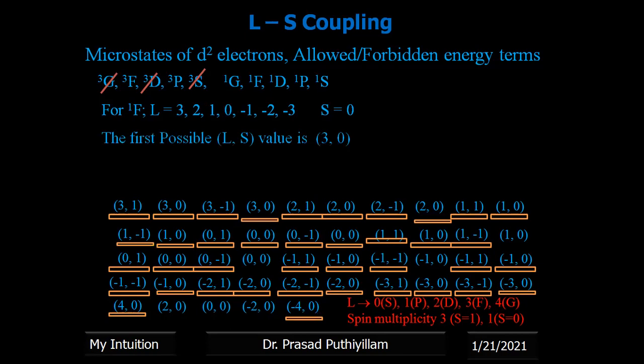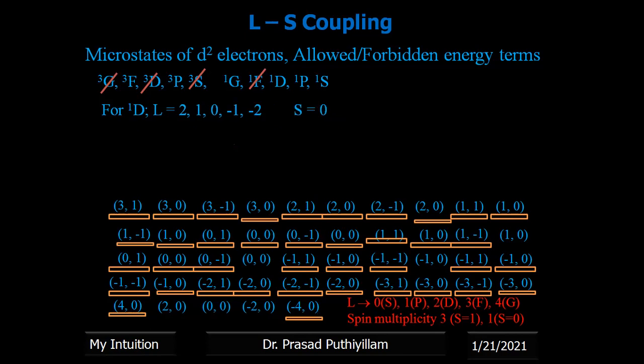For 1F, L equal to 3, 3 to minus 3, and S value is 0. The first possible value 3 0 is not available right now, it is already occupied, therefore the 3 0 value is not there, therefore it is not allowed. The 1F term is not allowed, that is a forbidden value as per Hund's rule.